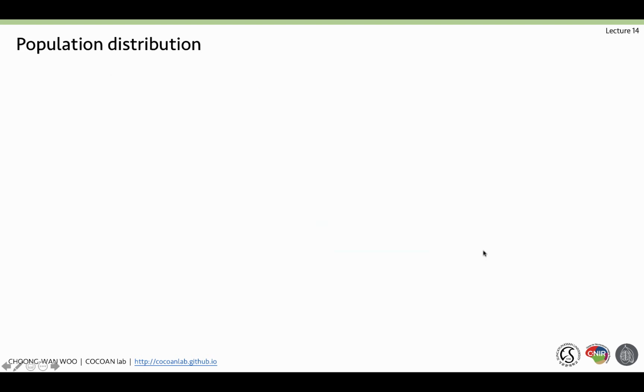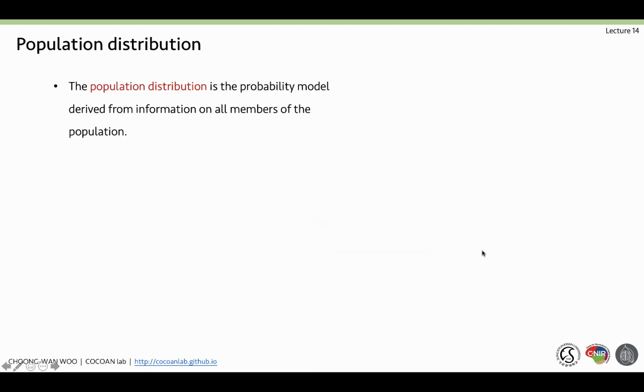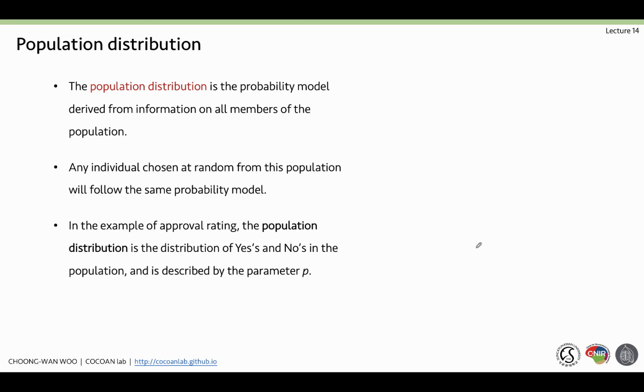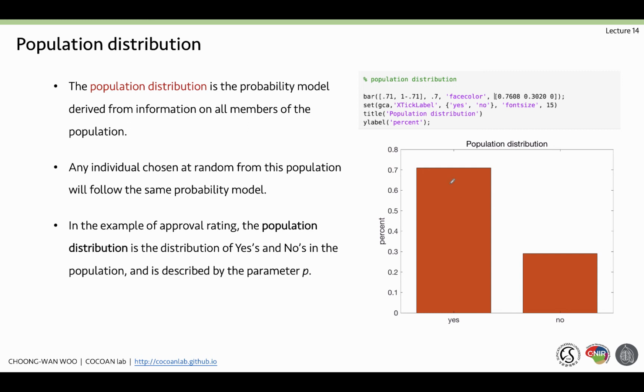The population distribution is really a simple one. That is a probability model derived from the information on all members of the population. And in our example, there is only yes and no, yes and no.